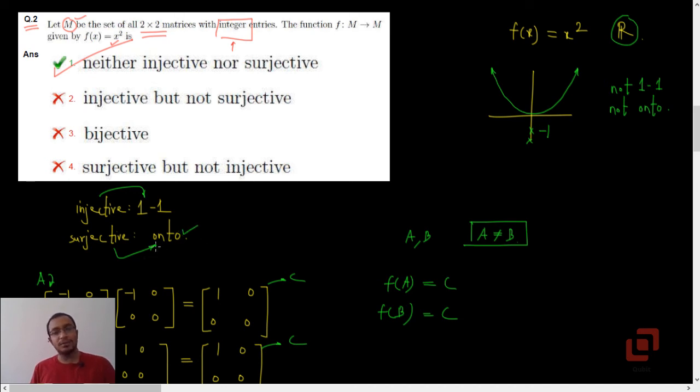This question may seem confusing because we are very well equipped with functions defined on the set of real numbers, and to some extent on the set of complex numbers. But here they have considered the same function and defined it on the set of 2 by 2 integer matrices. So this was question 2.